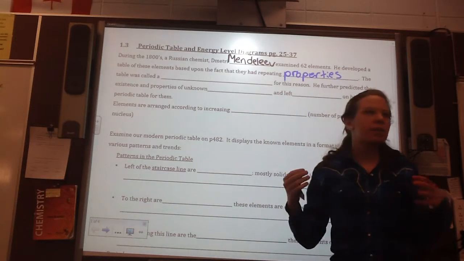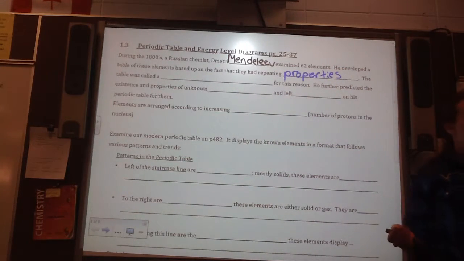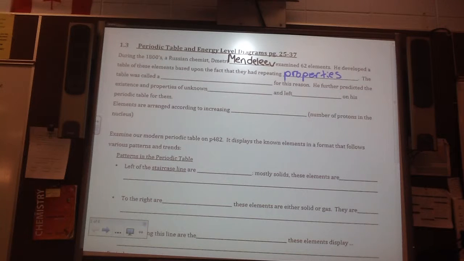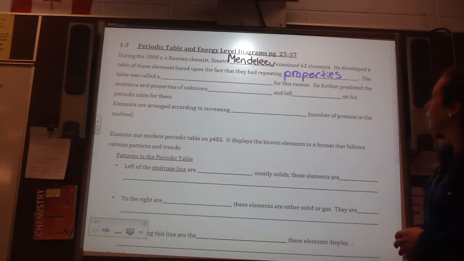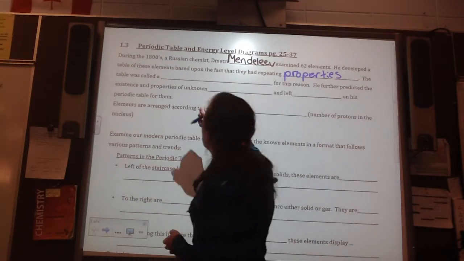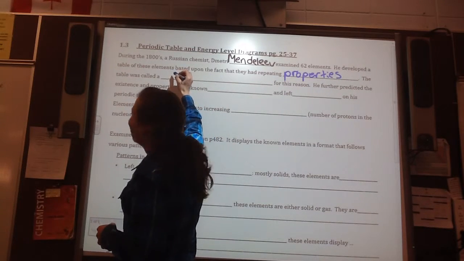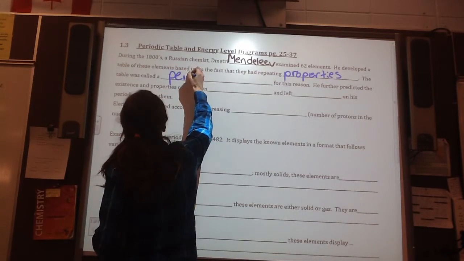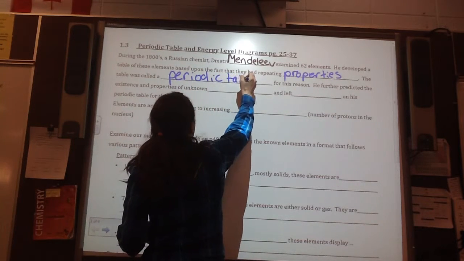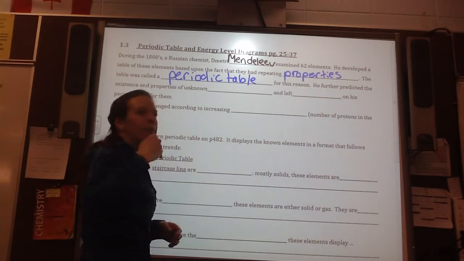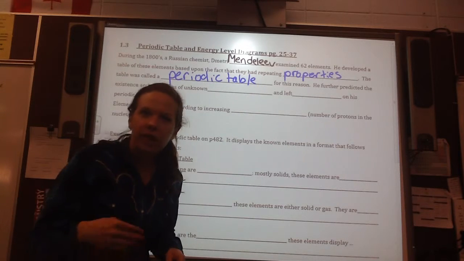So what's property mean in this context? What's a property? A characteristic. A characteristic, yeah. So he could see that there were certain things that kept repeating themselves or they looked kind of similar. So the table was called a periodic table for this reason, because there were periodic things repeating.